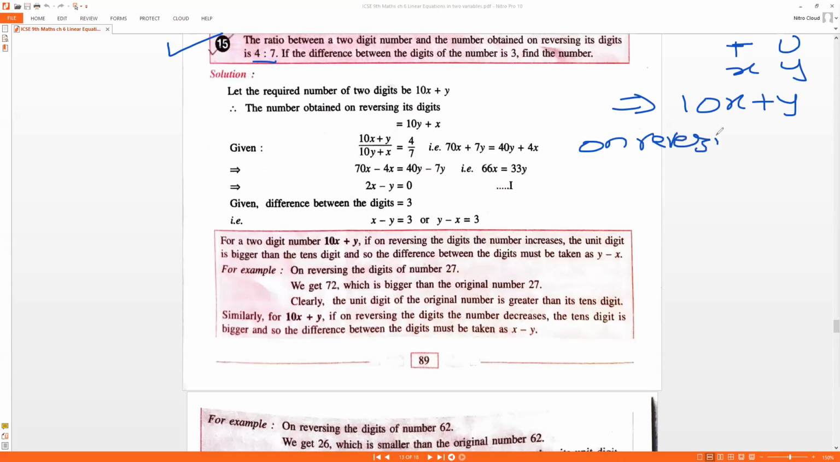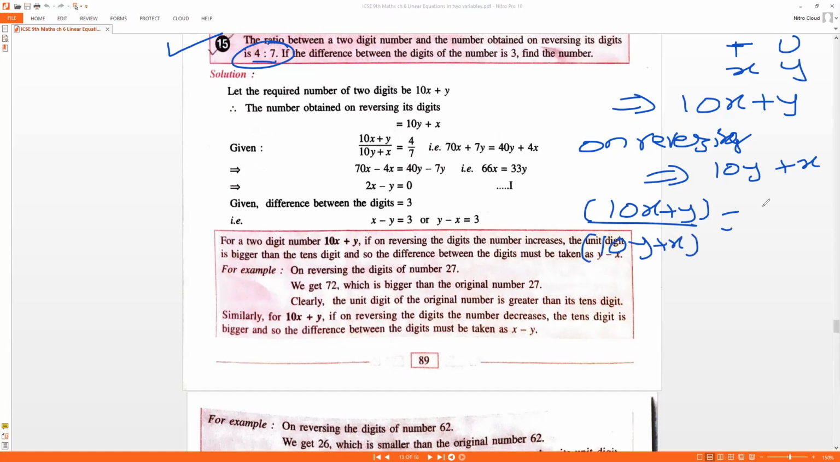On reversing, you can directly write the number, which is 10y plus x. No need to write units, tens again. The ratio between the numbers is 4:7, not between the digits. So when you say ratio, on the numerator you have to take the original number, that is 10x plus y upon 10y plus x is 4:7.